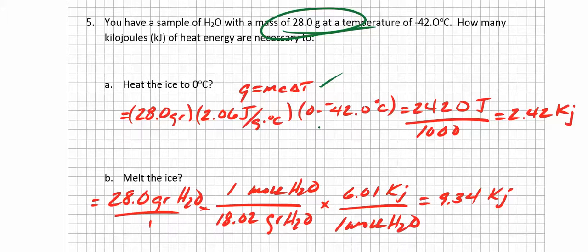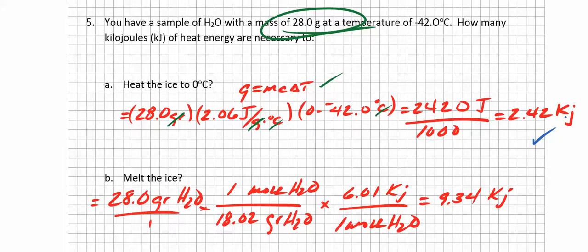And then I'm going to elevate the temperature of the ice from minus 42 to 0. Remember, the final temperature is 0. So I'm going to say 0 minus a minus 42. The difference between these two is 42 degrees Celsius. Look how things are going to cancel. Grams and grams will cancel. Degrees Celsius on the bottom and degrees Celsius on the top are going to cancel, and I'm going to be left with joules. So I get 2,420 joules. I want it in kilojoules. I'll divide by 1,000. That gives me 2.42 kilojoules, and that'll do it for A.